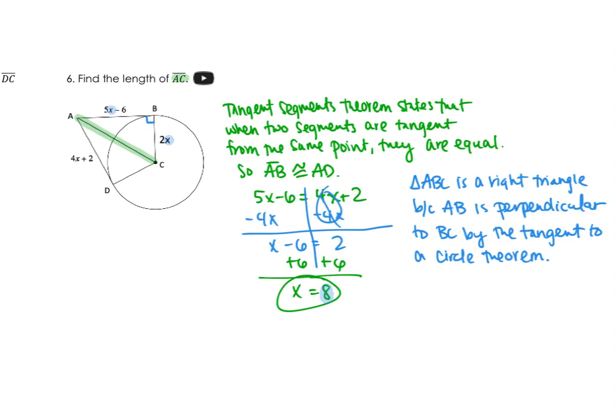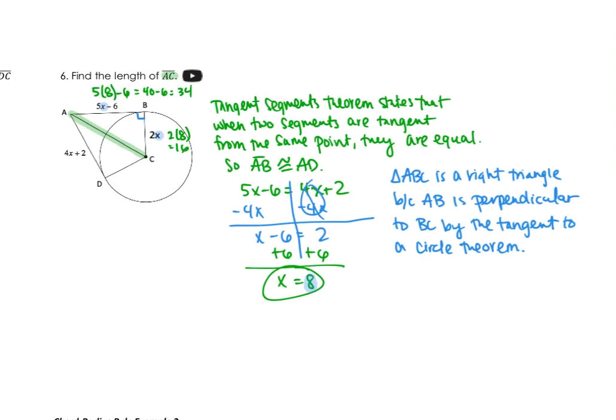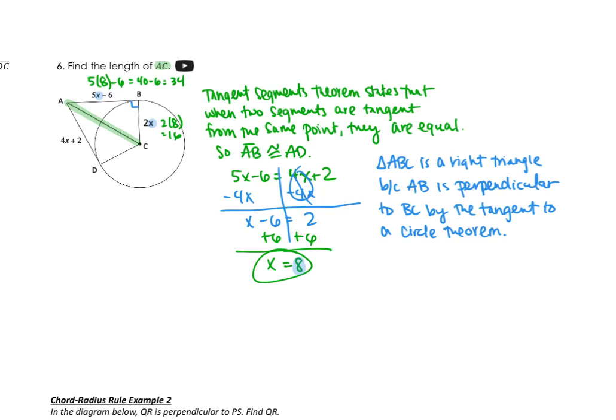Okay, so this is 5 times 8 minus 6. So 5 times 8 is 40. 40 minus 6 is 34. And then I'm going to plug it in here. 2 times 8 is 16. Okay, so using my right triangle, which I'm going to redraw here. This is triangle ABC. And now that I've plugged in x, we know that this is 16 and this is 34.